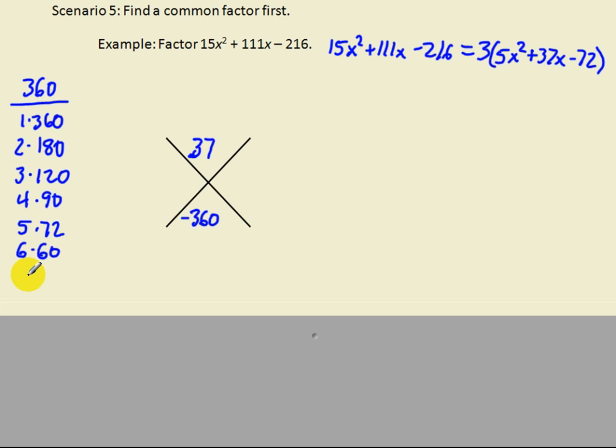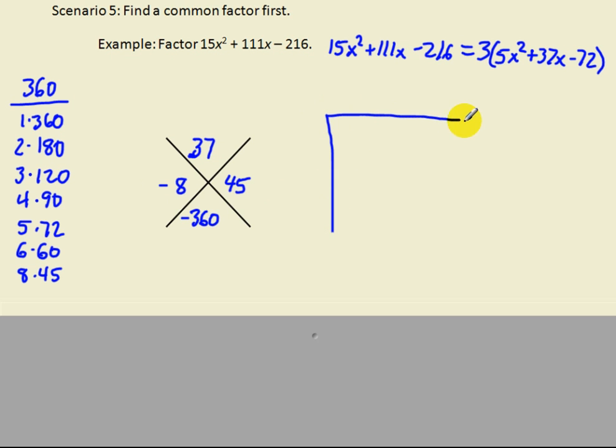7 won't go into 360, but 8 will. 8 times 45. Those are 37 apart, and so those are the numbers we want. Now the larger number, 45, takes the sign of b, which is positive, so the 8 becomes a negative 8.